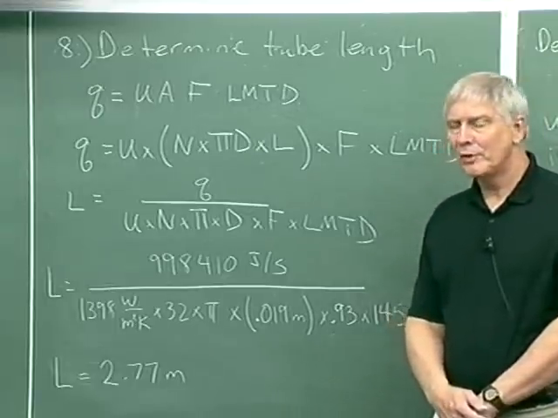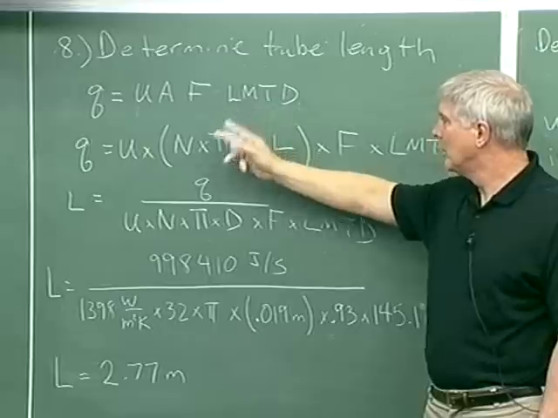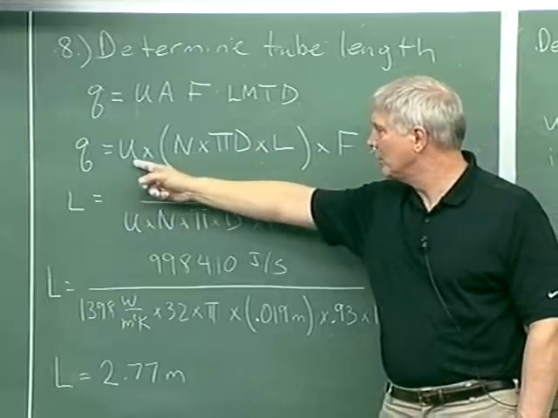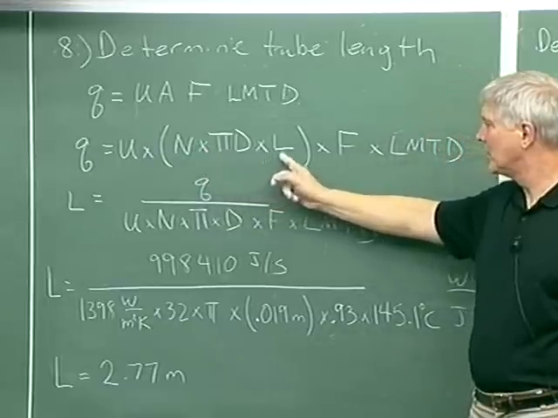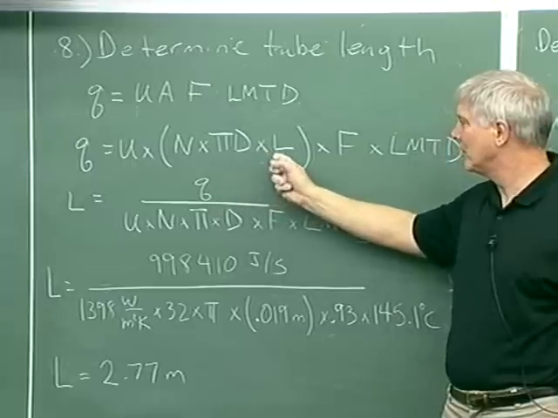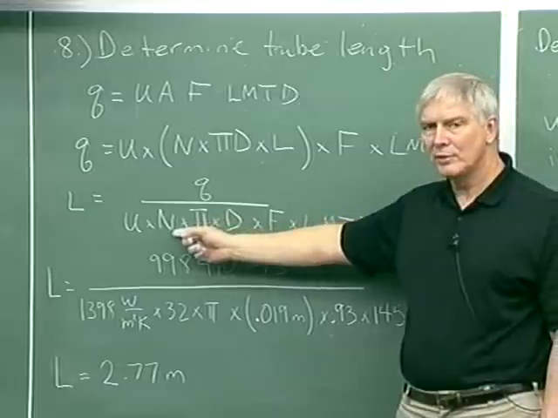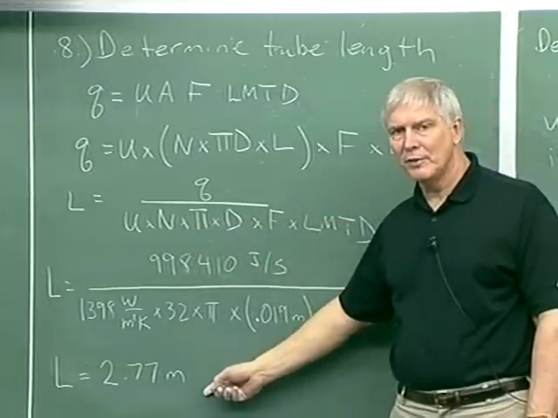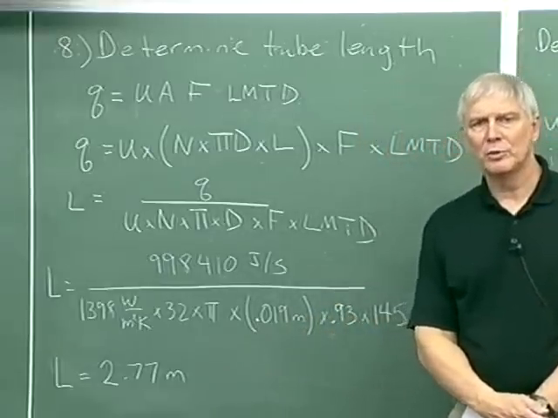So we go back to the very beginning. Remember, we wrote that Q is equal to UAF log mean temperature difference. Well, we have all these terms now, except for the area. So Q is equal to U. The area is equal to the number of tubes times the heat transfer area of the tube. So that'd be pi times the diameter, that's the circumference, times the length of the tube. And then we've already calculated F, and we have log mean temperature difference. So we can rearrange that and solve for L right here. We plug it all in, and we get that the length of the tubes has to be 2.77 meters. So now we have our length of the tubes.